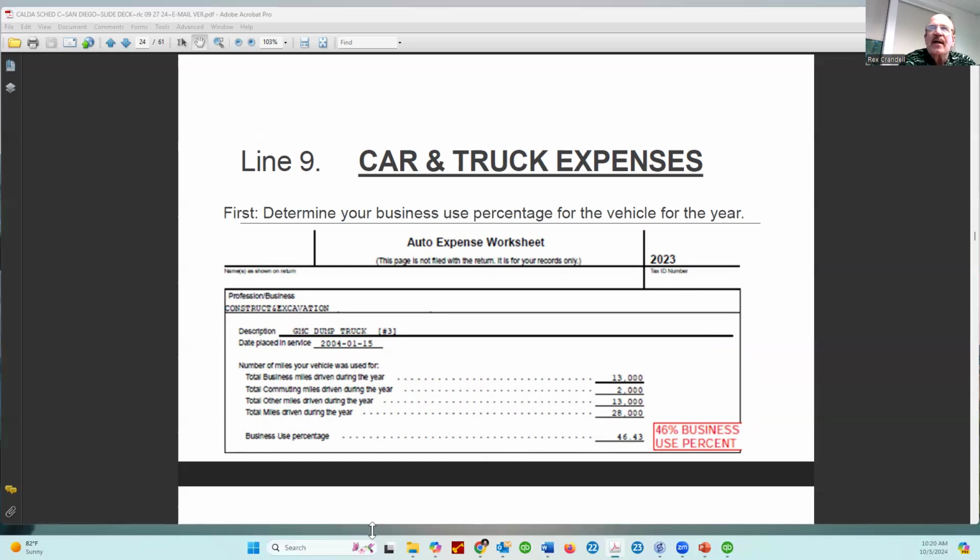So we start out this auto expense worksheet describing the vehicle, when was it started using in the business, and the first line is the total business miles for the year. And that's relevant because that's what we're trying to deduct. And then it has the total miles driven during the year. And so we want to know the percentage of business to total. So the 13,000 over 28,000 ends up with 46% of every mile you drove, we have determined to be business related.